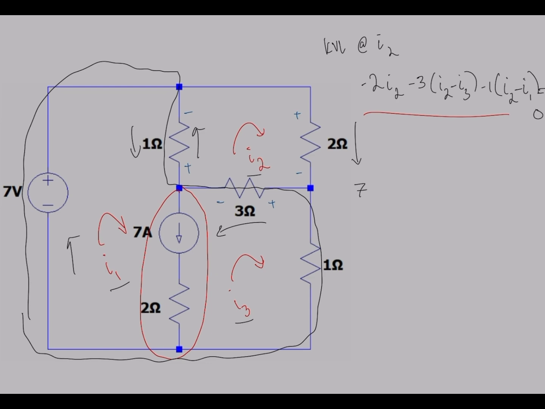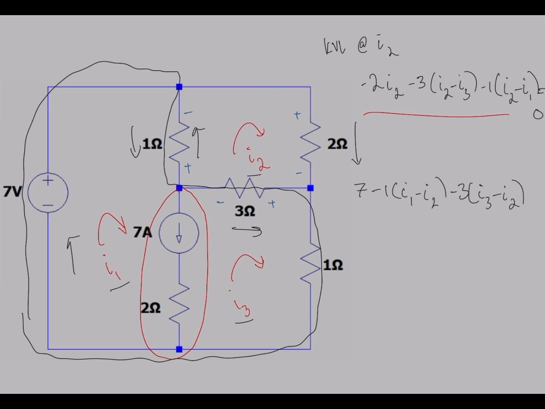Now the 1 ohm resistor, since the current now is going this way, that'll be I1 minus I2, so that'll be minus 1 times I1 minus I2. Again, the direction of the current we're going in will be the first variable there. Now, since we're going this way, we're with the 3 ohm resistor. So the voltage across there will be minus 3 times I3 minus I2.